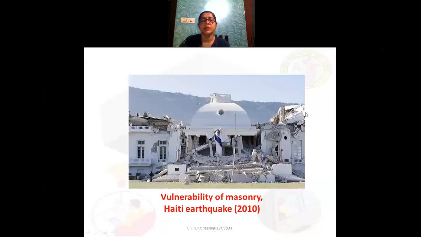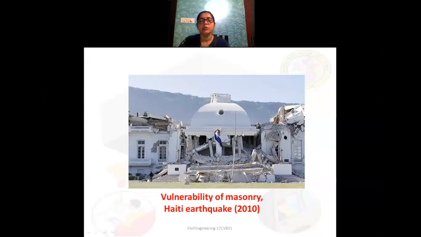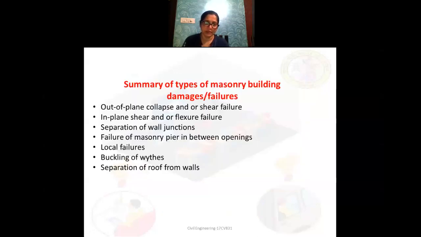This is a close picture of that. Due to this heavy roof, the lower part has been completely crushed because it has to carry this heavy roof on its floors. Due to irregular mass distribution and vulnerability, you can see that the building has collapsed. This is an excellent example of the vulnerability of masonry during the Haiti earthquake in the year 2010. So what are the lessons that we have learned?